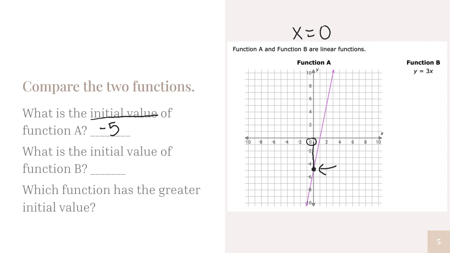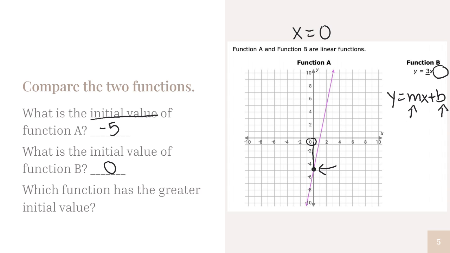Now, whenever I'm given an equation, remember the equation is given to me in slope-intercept form, which is y equals mx plus b, where m is my slope or my rate of change, and b is my y-intercept. So the number with x is our slope. So in this case, 3 is going to be our slope. And then what is in the spot of plus b? Do I have anything there? No. So if I have nothing there, what is my initial value going to be? 0.